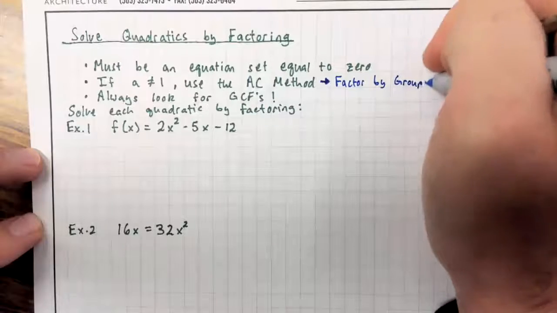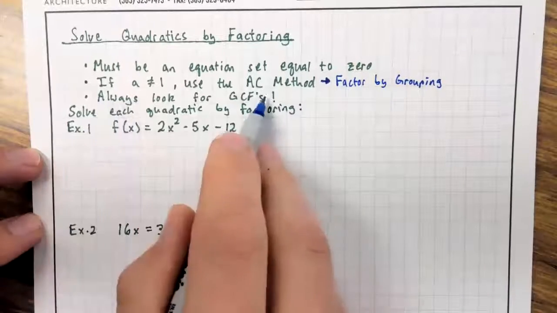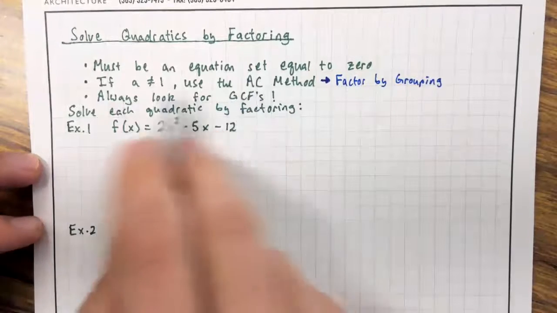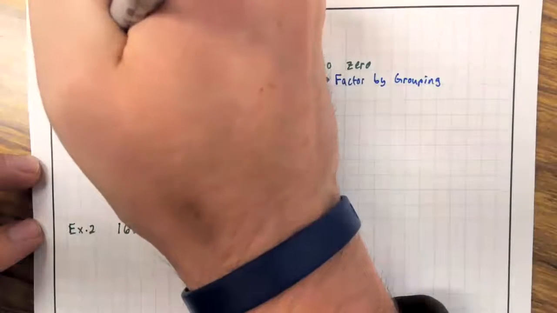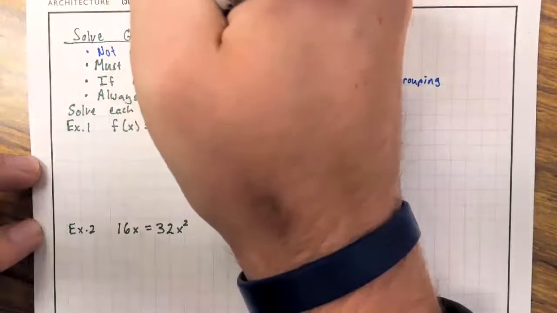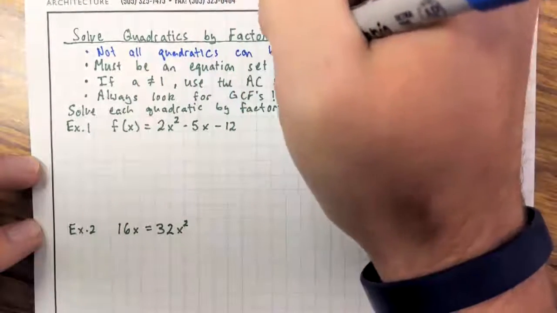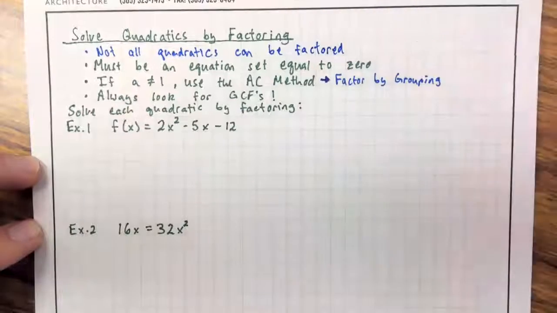I know I've already discussed this in class, so we should be pretty good at factoring by grouping. Always look for greatest common factors that you can pull out to make your job a little bit easier. And I should add one more note here. Not all quadratics can be factored.